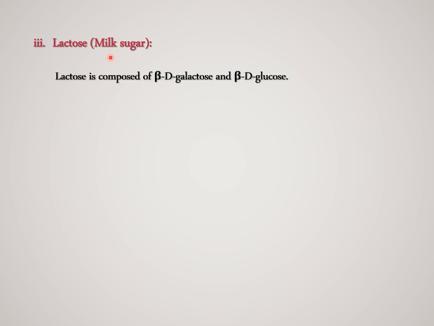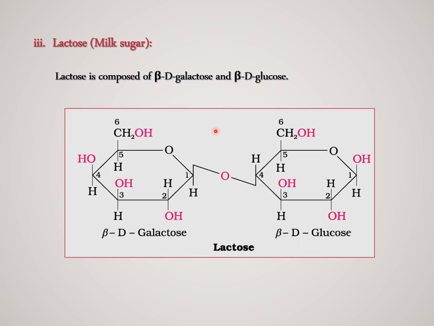Lactose is a heterodisaccharide. It is composed of galactose and glucose units. Mind you students, both are beta. Galactose is beta D galactose. Glucose is also beta D glucose unit. And in case of our lactose, there is a beta 1,4 glycosidic linkage. Let us check that out.